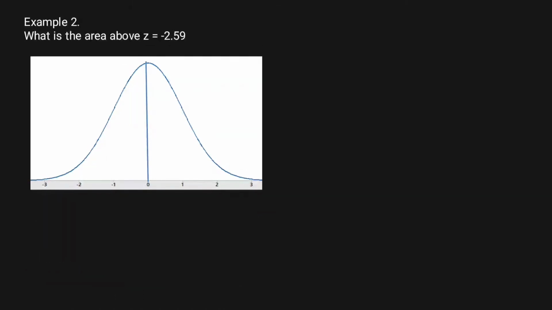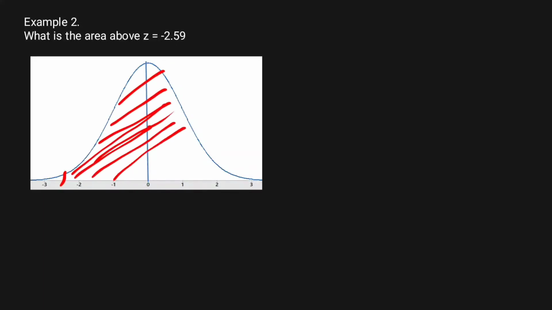Okay? So another example. What is the area above z equals negative 2.59? So, this time, above naman. Pag sinabing above, to the right yan. So, locate muna natin negative 2.59. So, more or less, nandito, gitna sa pagitan ng negative 3 and negative 2. Yan, then above, so to the right yan, pag sinabing above. Okay, so ito yung area na hinahanap natin.